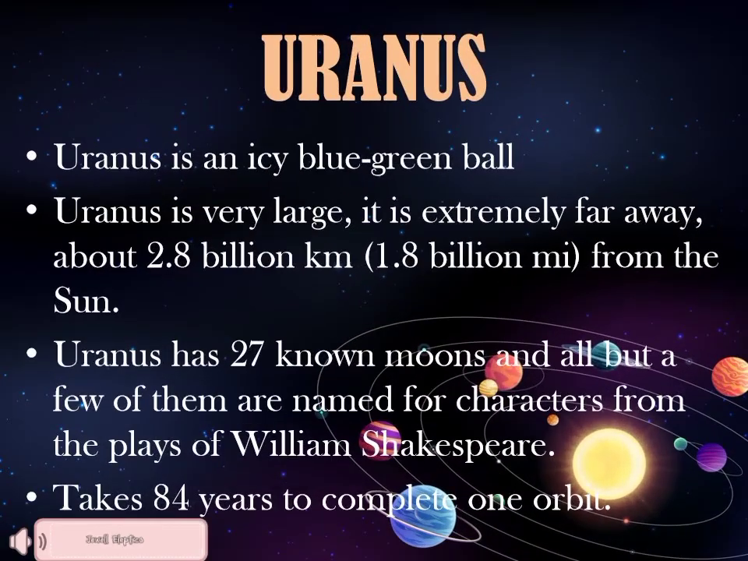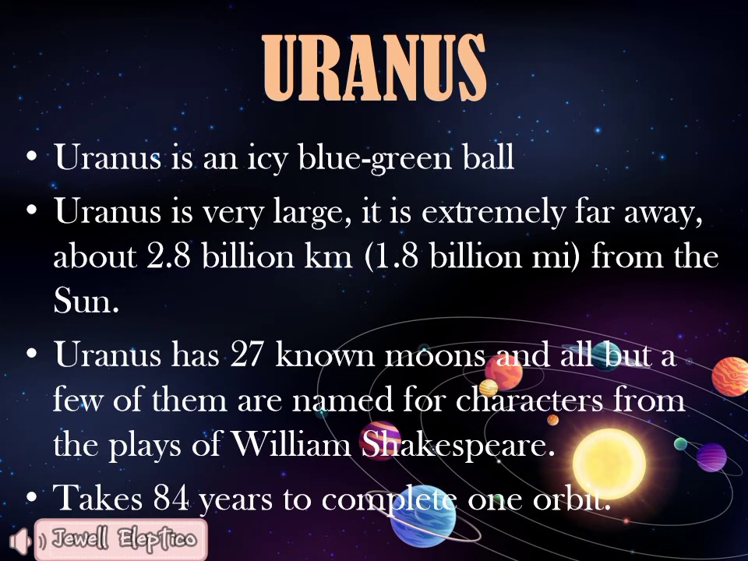So now, let's move to planet Uranus. Uranus is the third gas giant planet of 4 in proximity to the Sun. Uranus is the 7th planet in our solar system. Uranus is an icy blue-green ball. Its blue-green color comes from methane gas in the atmosphere.